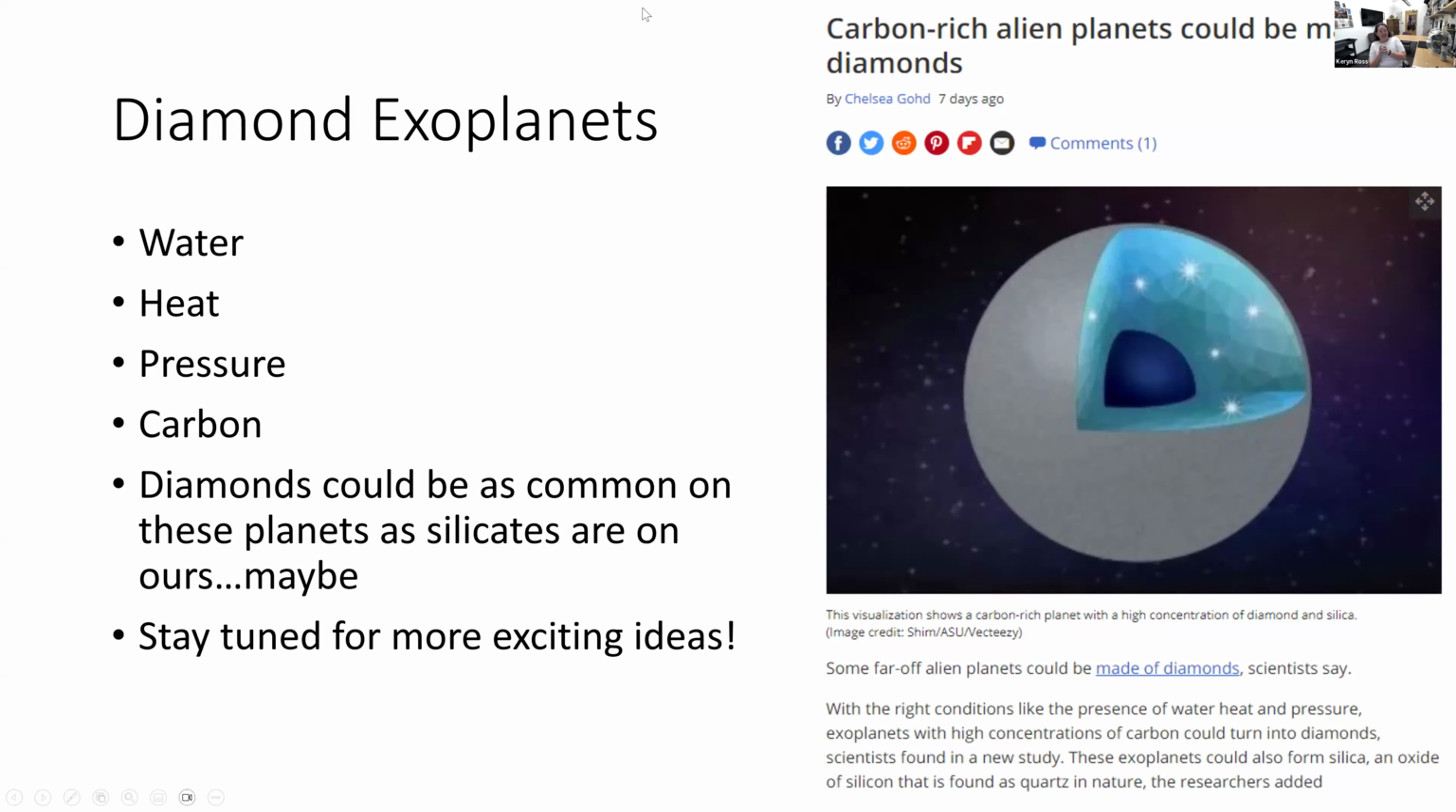There's also the possibility that there are whole planets made out of diamond, which is just insane, okay? But basically, what you would need is some water, some heat, some pressure, and some carbon. And boom, you could have diamonds, and you could even have diamonds be as common as the rocks that we have today. So, like a whole mountain of diamond. You would have diamonds in your yard. You would have landscaping diamonds, and diamonds that you use in your sandbox or whatever.